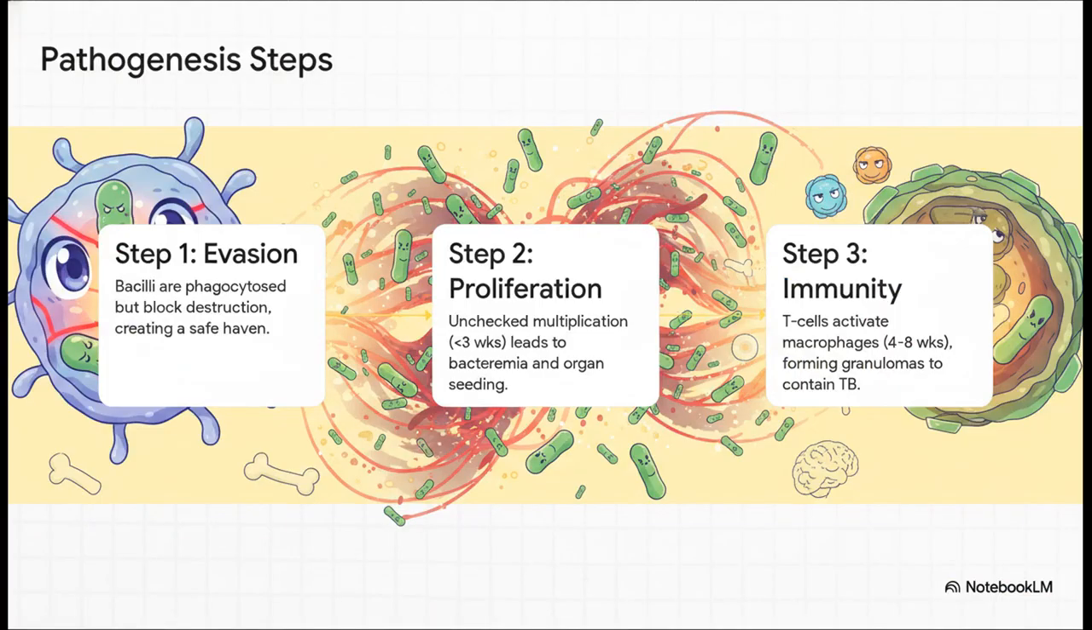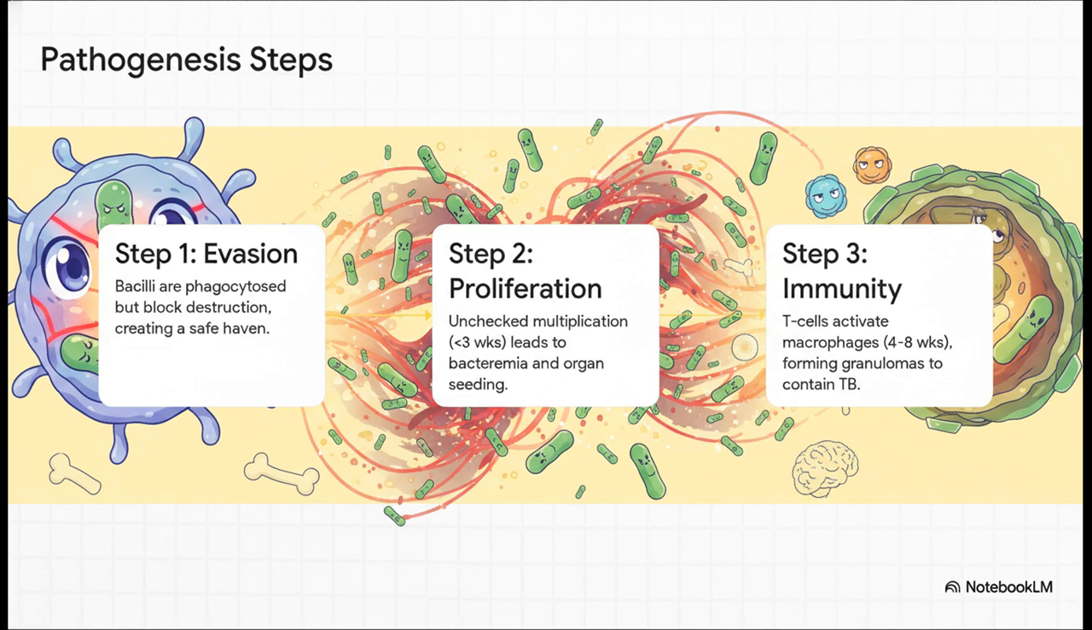So let's follow the bug. Step 1, the child breathes in the bacilli. They get eaten by macrophages in the lungs. But, and this is the clever part, the bacteria basically hijack the macrophage. They prevent their own destruction and turn their predator into a safe house. This leads to step 2, and this is the absolutely crucial window in children.